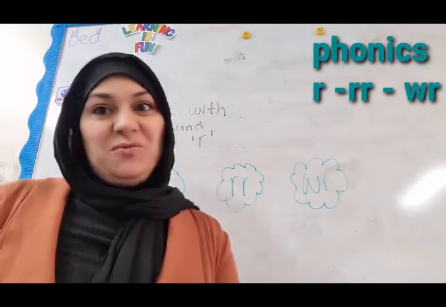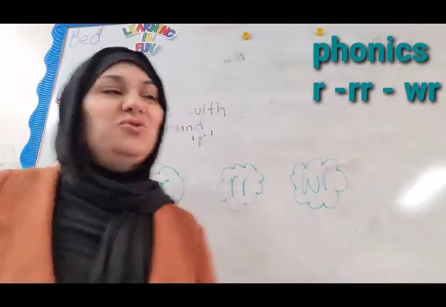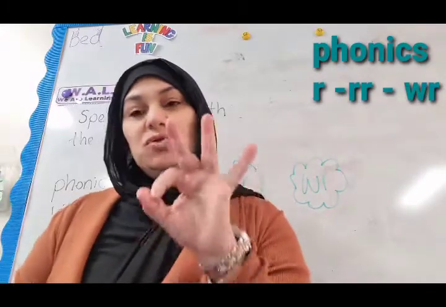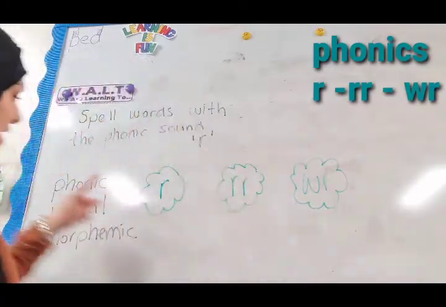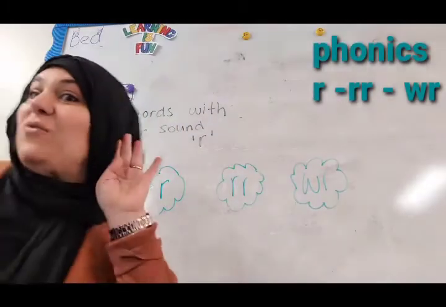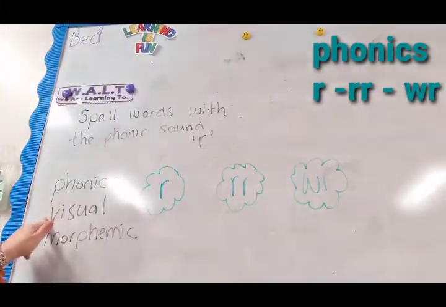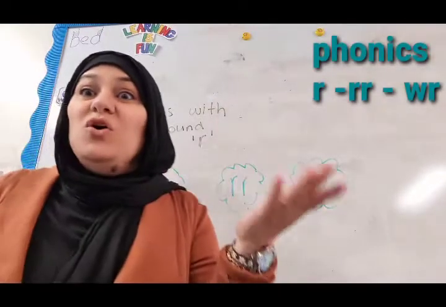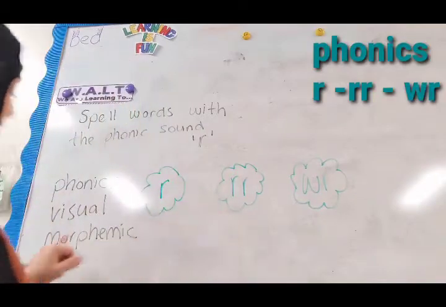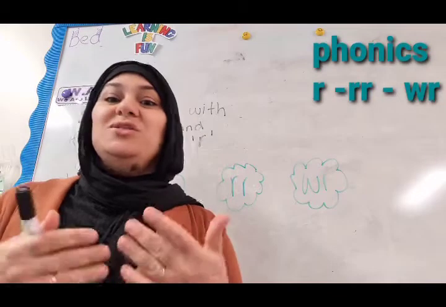Of course, the children would have been telling you, parents, and if you're watching, children, we're focusing on 3 special strategies for spelling. They are phonics, which is the way words sound. The other one is visual, which is the way words look. And the last one is morphemic, which is the way words change.